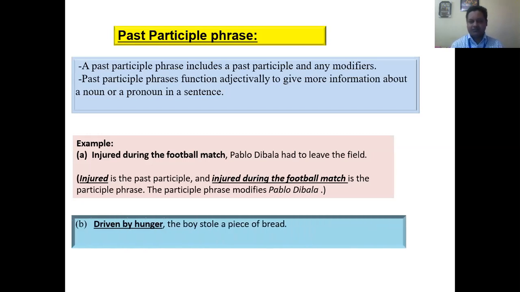Driven by hunger, the boy stole a piece of bread. So driven by hunger is a past participle phrase. The past participle phrase driven by hunger starts with the past participle driven.